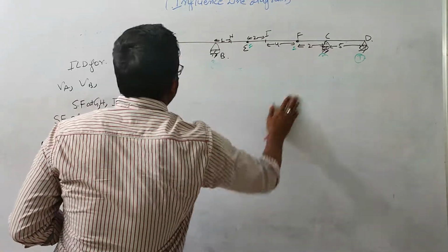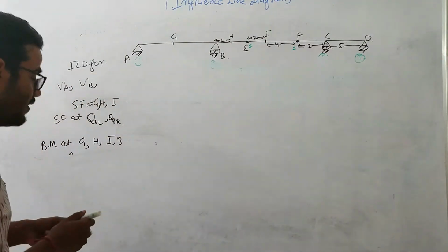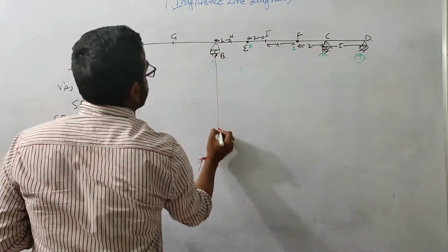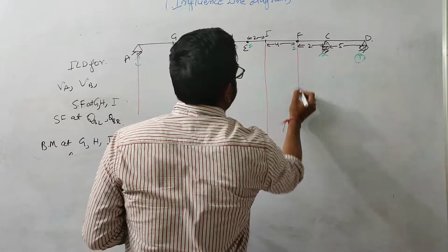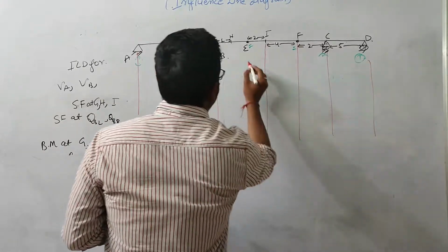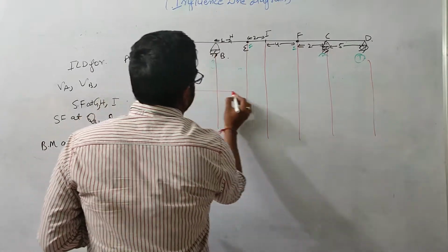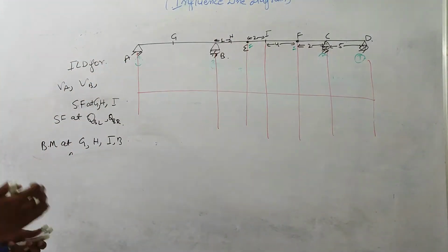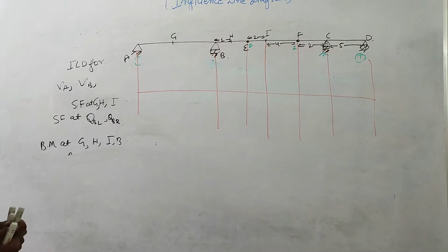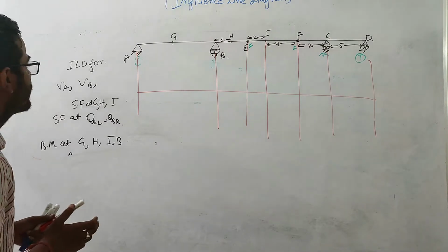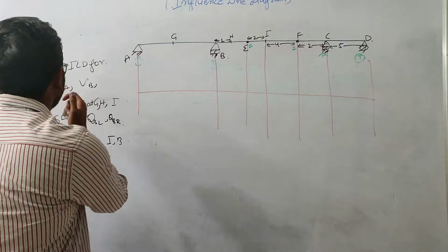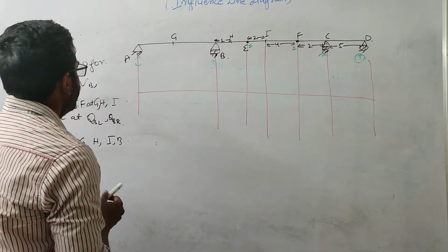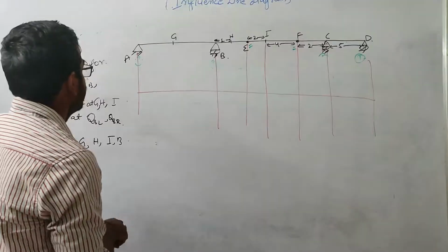First, we will draw the ILD for VA. For drawing the ILD for VA, we need to release that vertical component VA over here. When we are releasing this vertical force VA, we need to give the unit deflection in the direction of VA.